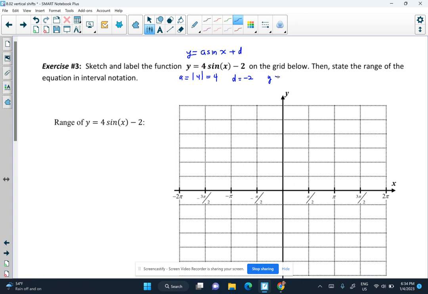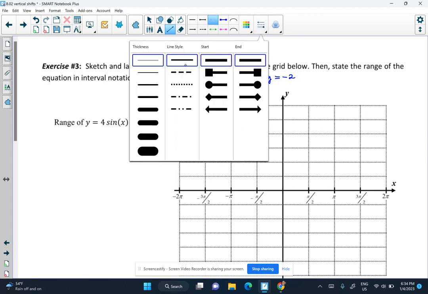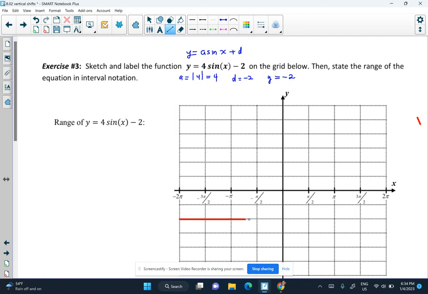The midline is that horizontal line that represents the baseline or that shift. So the baseline is shifted, in this case, down 2, and we represent that by a horizontal line. So I'm going to create a horizontal line, a nice thick line at -2. And it's really important to label.